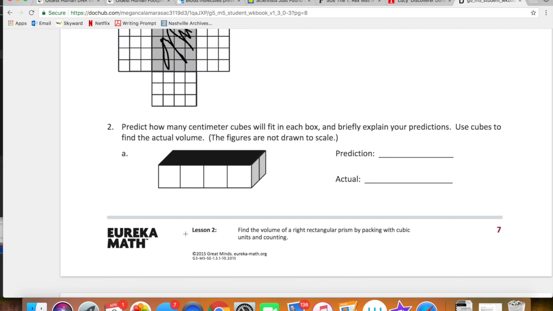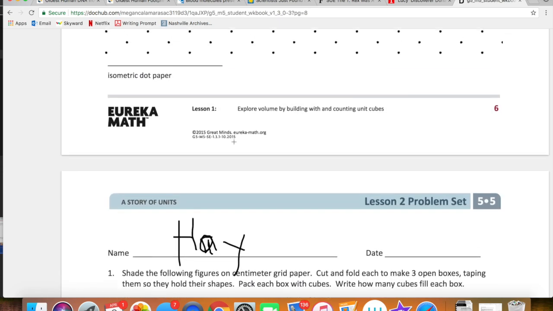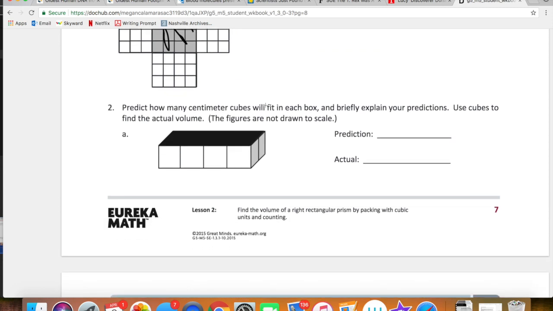Let's look at number 2, where we need to predict how many centimeter cubes will fit in each box. Briefly explain your predictions. Use cubes to find the actual volume. This is not to scale. So each of these cubes is equal to a centimeter cube, the type of centimeter cube that we were using in class today. In class today, we were talking about different ways that we can find the volume of a figure, and sometimes the figures are pretty simple like this one, and as we move through this module, the figures will become more complicated.